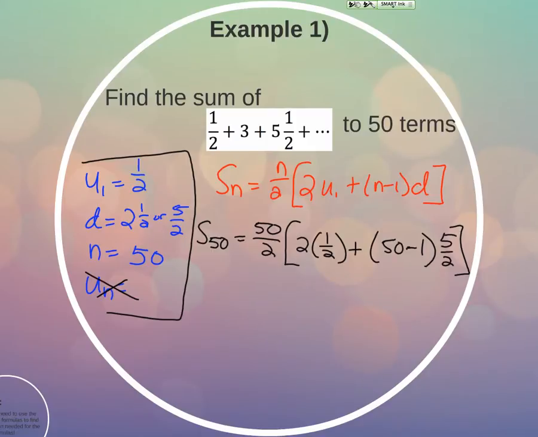Are there any concerns about like why we use this formula or why we put something where we put it or anything? So this is where you just really want to be careful. Remember to follow your order of operations. So 50 divided by 2, that's not so bad. I've got 25. 2 times 1/2 is 1. 50 minus 1 is 49.